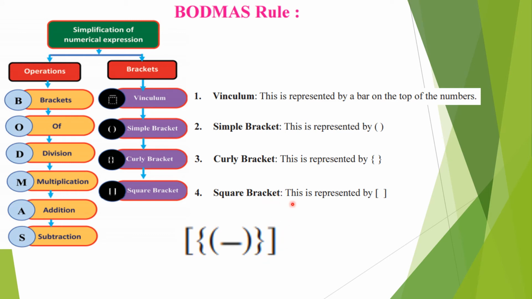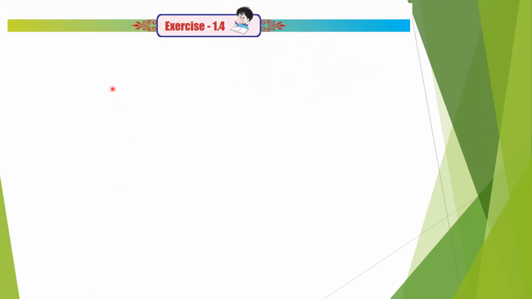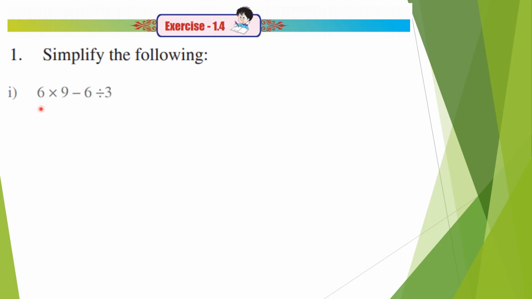Now let us see this. The brackets in an expression have to be opened in the order vinculum, simple brackets, curly brackets and square brackets. That is, to be opened from inside to outside. Within every bracket we should also follow the order of the BODMAS rule. Children, let us see exercise 1.4, first question. Simplify the following. Use the BODMAS rule and do these problems.